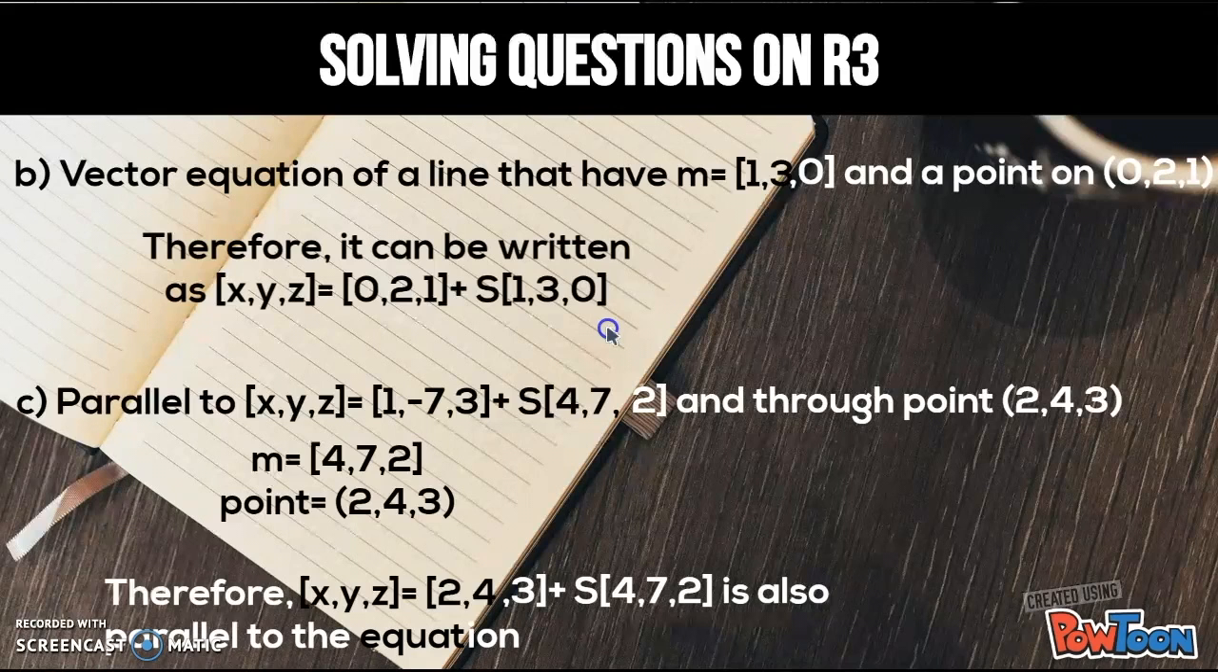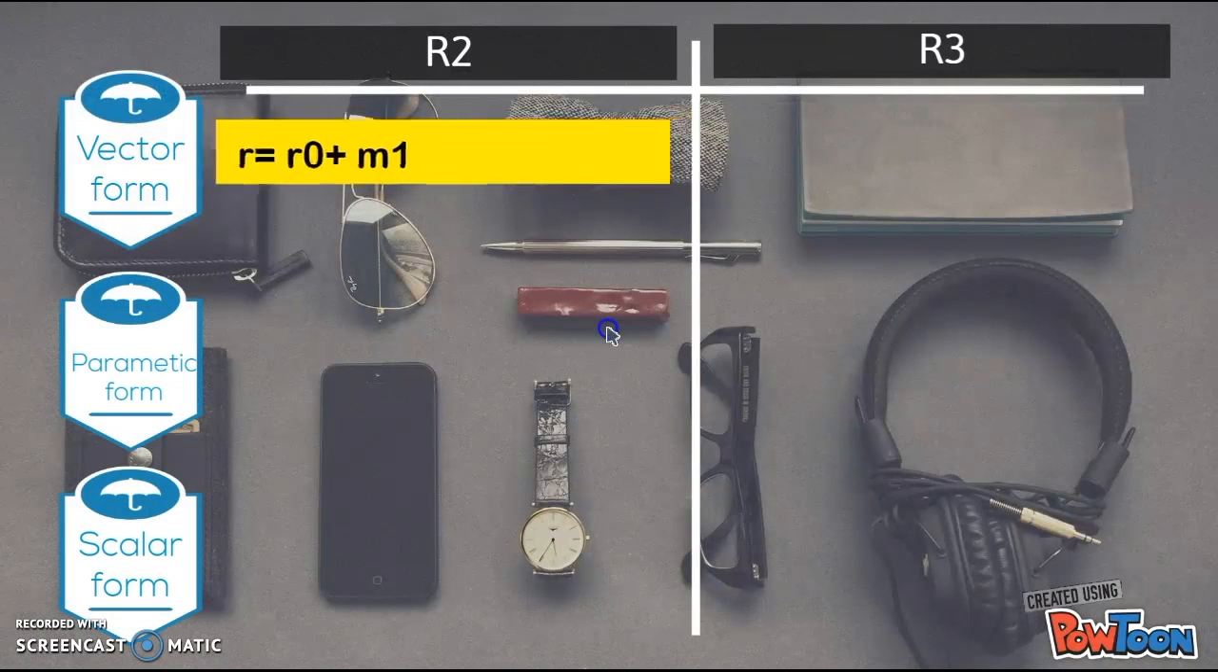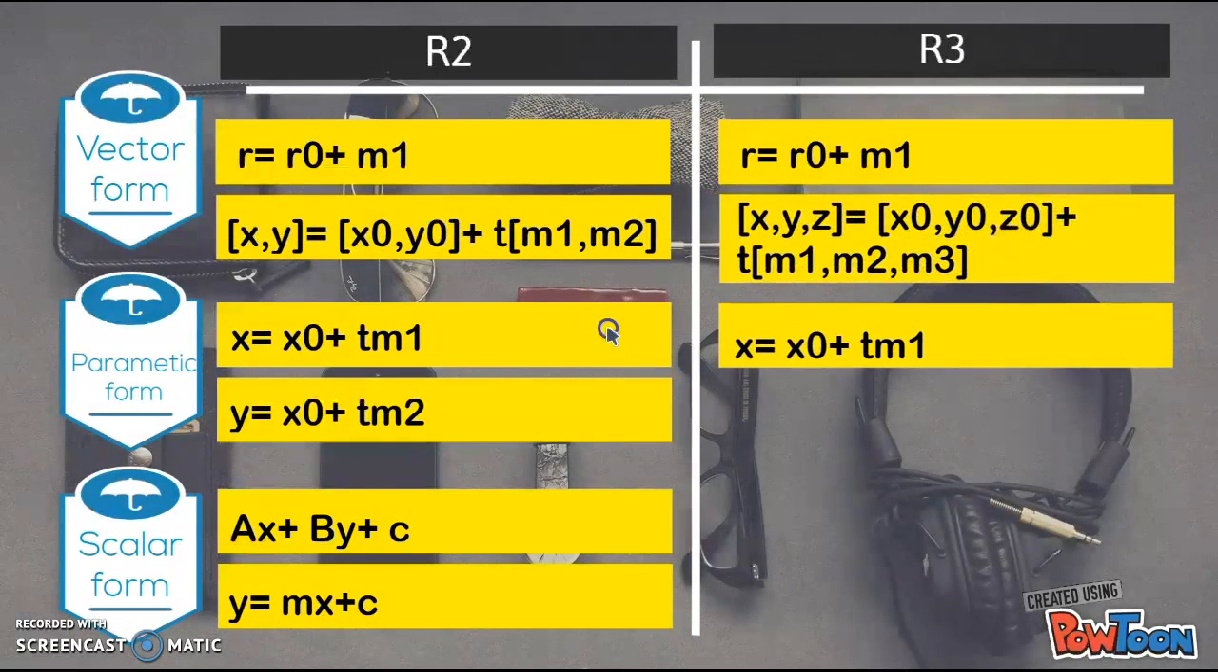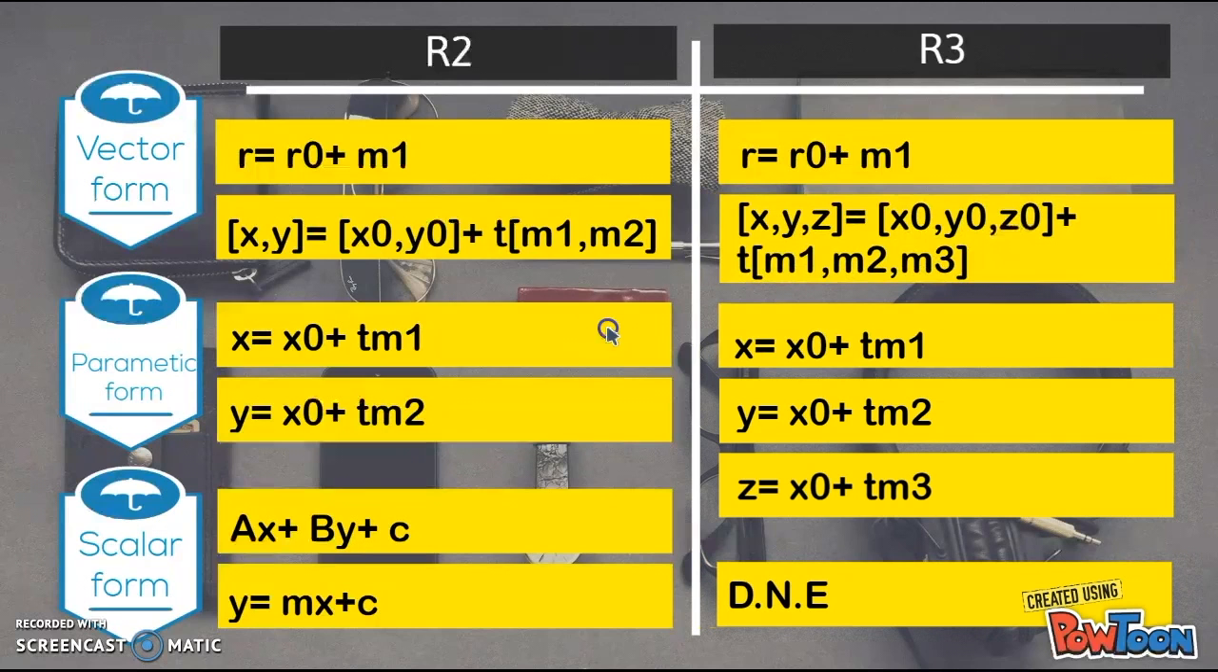In question C, given the vector equation of a line parallel x, y, z equals 1, -7, with direction vector 4, 7, 2 and through the point 2, 4, 3. Therefore, the vector equation of the line will be point 2, 4, 3 with the same direction vector 4, 7 and 2. Now, this is a summary of vector equations of a line in R2 and R3.